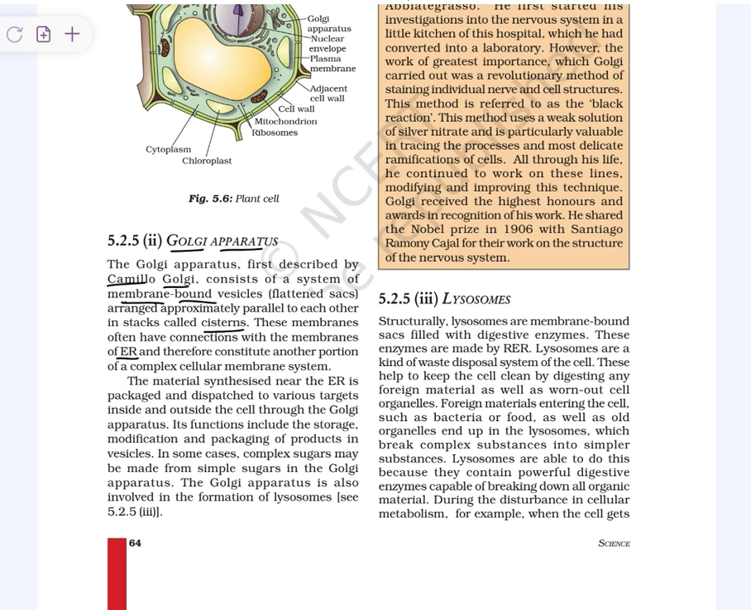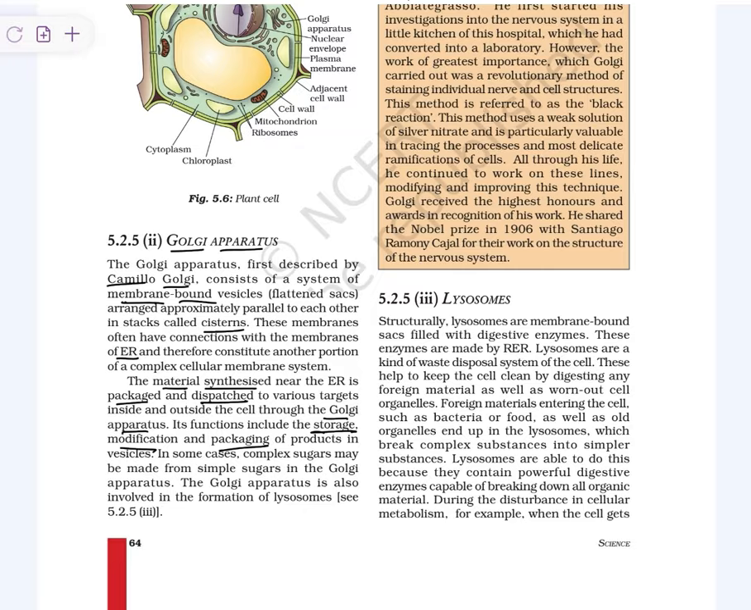फॉर्म करते हैं. Now the material synthesized near the ER, ऐसे मतलब मैंने अभी बताया जैसे कि जो ER में जो मटेरियल सिंथेसाइज हुआ है वो is packaged and dispatched to various targets inside and outside the cell through the Golgi apparatus. उसका फंक्शन क्या है गोल्जाई का? स्टोरेज, मॉडिफिकेशन एंड पैकेजिंग ऑफ द प्रोडक्ट्स इन मैनी वेसिकल्स. तो वो वेसिकल्स जो ER से उसके पास प्रोडक्ट्स मॉलिक्यूल्स जो भी आए हैं बन के, उनकी मॉडिफिकेशन, पैकेजिंग करना, उनको ट्रांसपोर्ट करना वेसिकल्स के फॉर्म में.